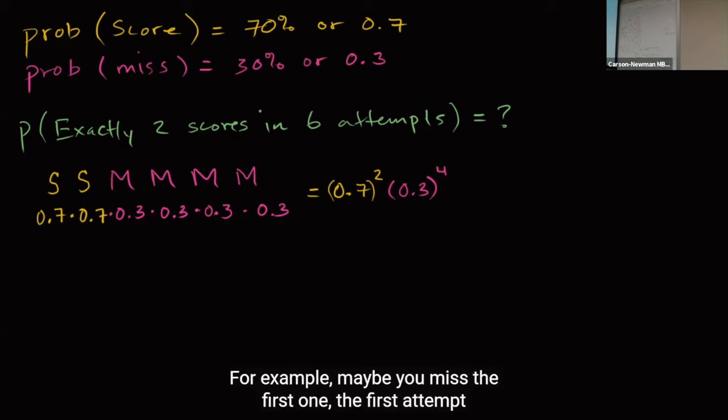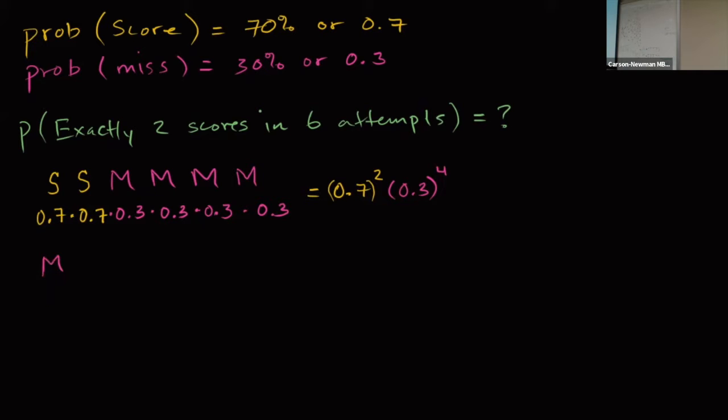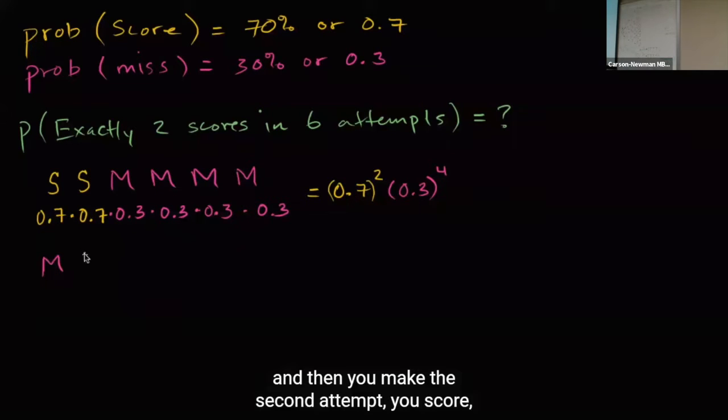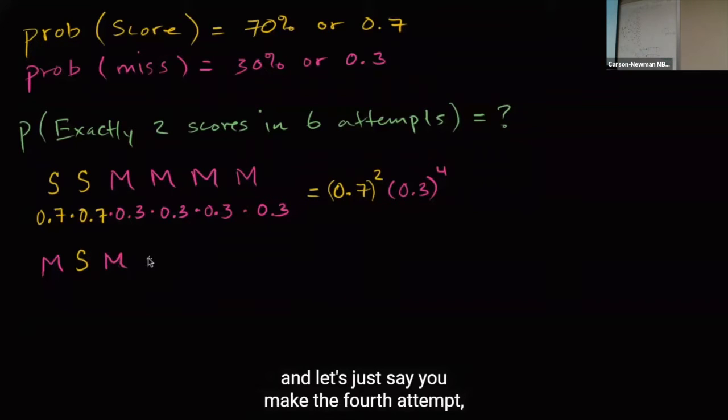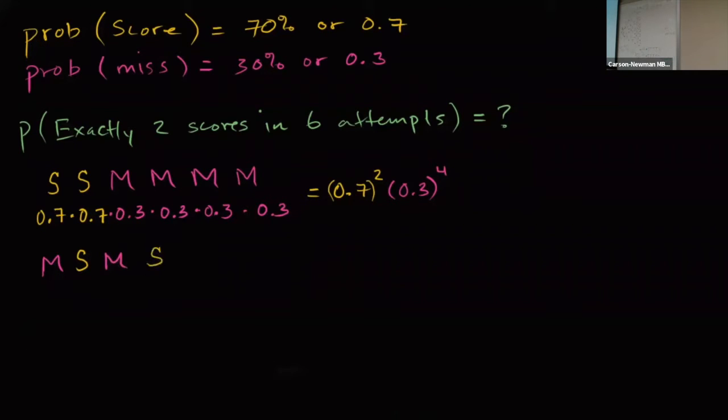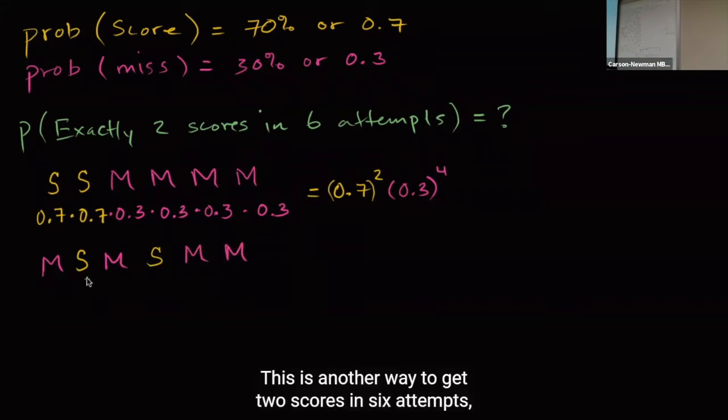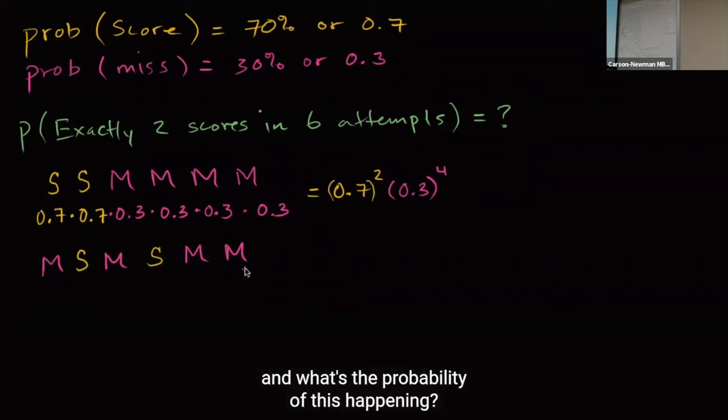For example, maybe you miss the first attempt, and then you make the second attempt to score. Then you miss the third attempt, and then let's just say you make the 4th attempt, and then you miss the next 2. You miss and you miss. This is another way to get 2 scores. What's the probability of this happening? Well, as we'll see, it's going to be exactly this. It's just we're multiplying in a different order.